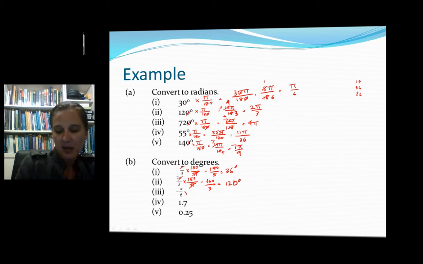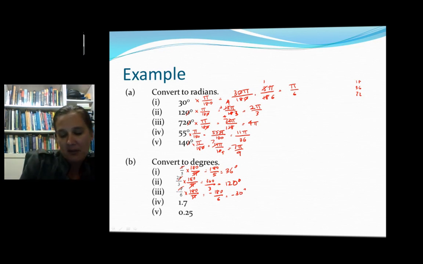Here we've got negative pi on 6. We times by 180 on pi. Our pi's cancel out, and we end up with negative 180 divided by 6. We're going to end up with negative 30 degrees.